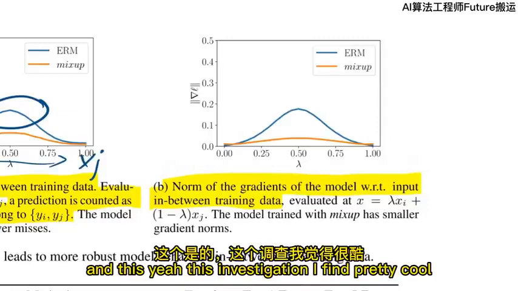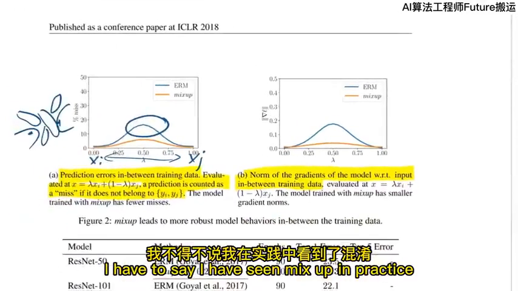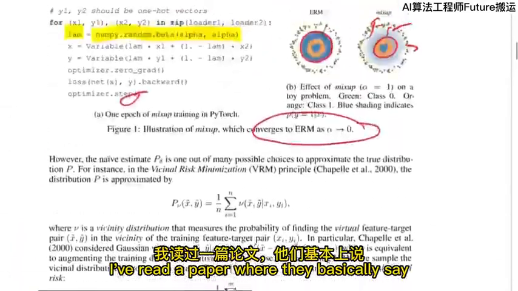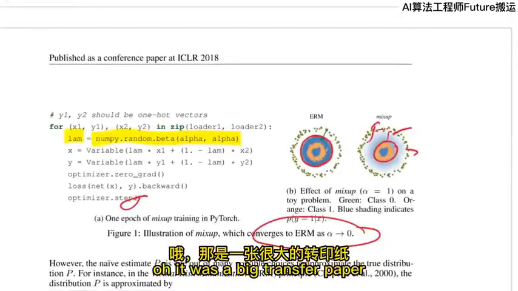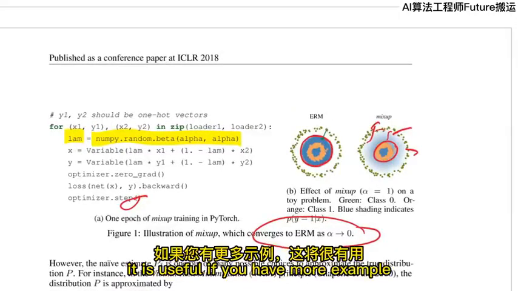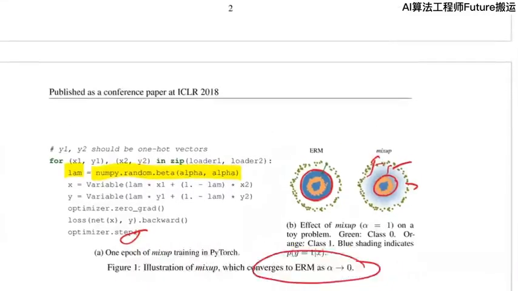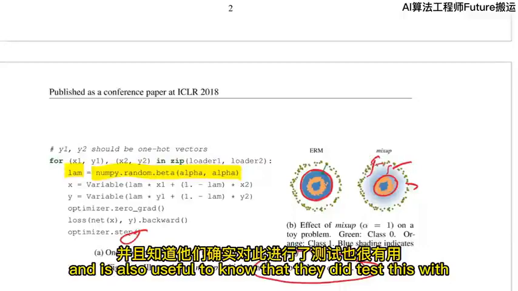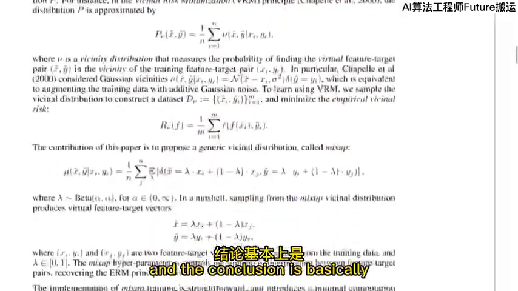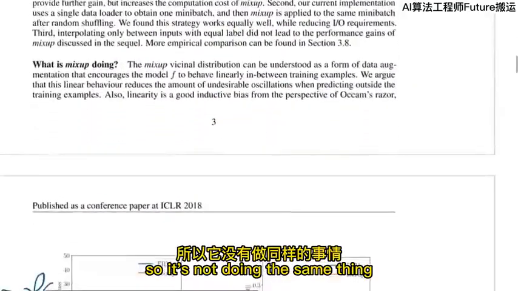And this investigation I find pretty cool. I have to say I have seen Mixup in practice, so it might be useful. I've read a paper, it was the Big Transfer paper, yeah, where they basically say it is useful if you have little data and a big model, so you can sort of regularize the model. And it is also useful to know that they did test this with dropout. So they compared it with dropout, and the conclusion is basically that this is something else than dropout. So it's not doing the same thing.